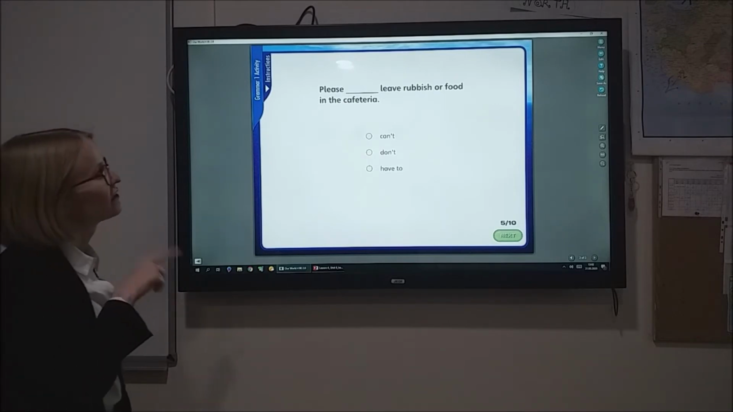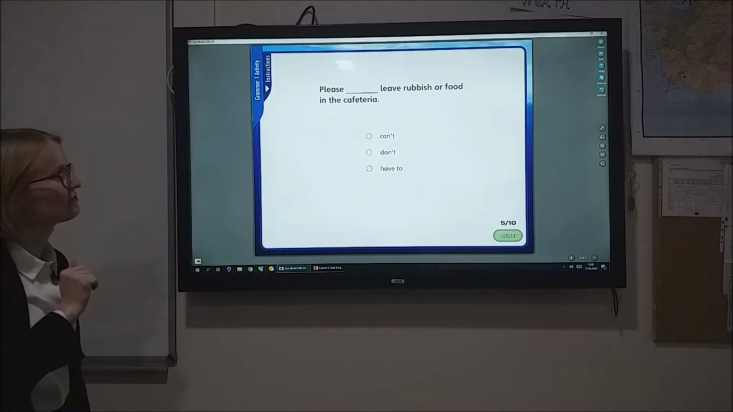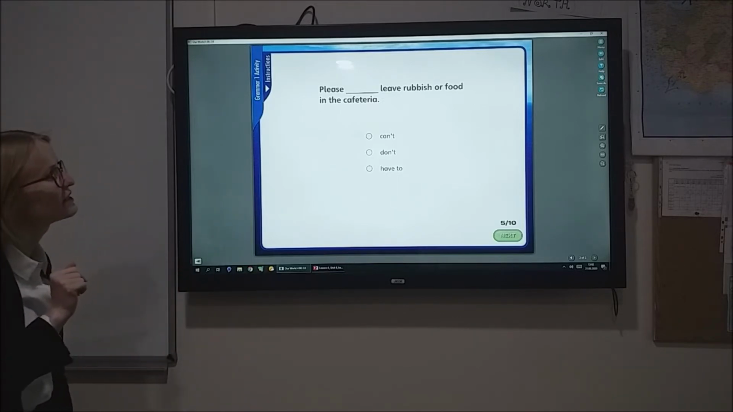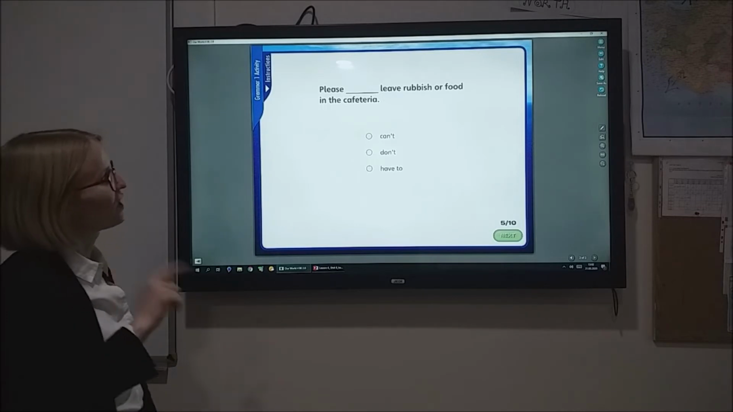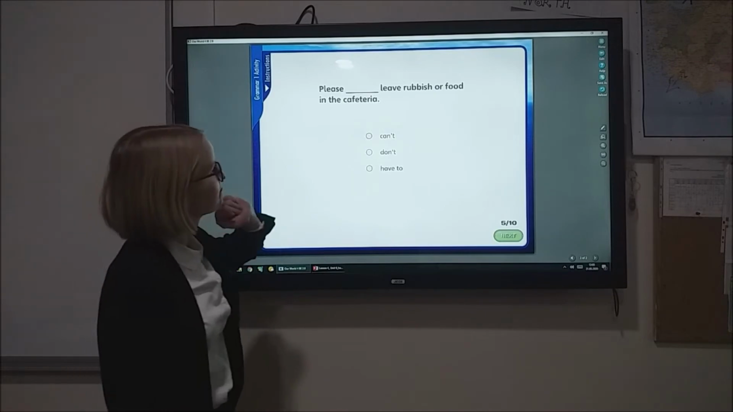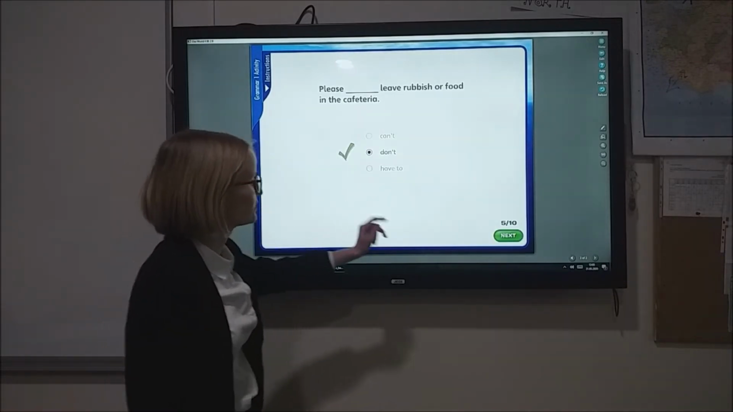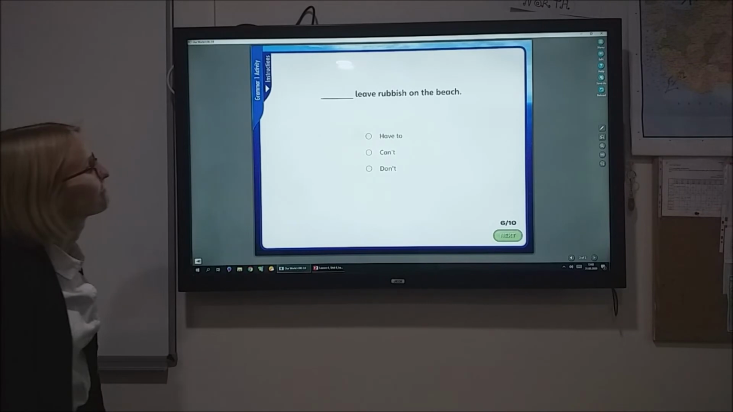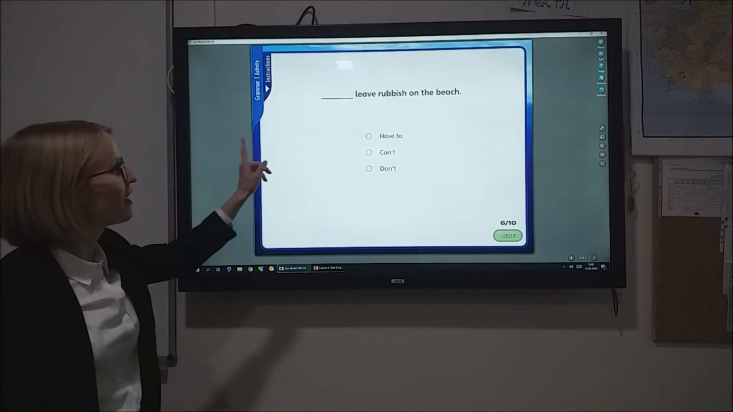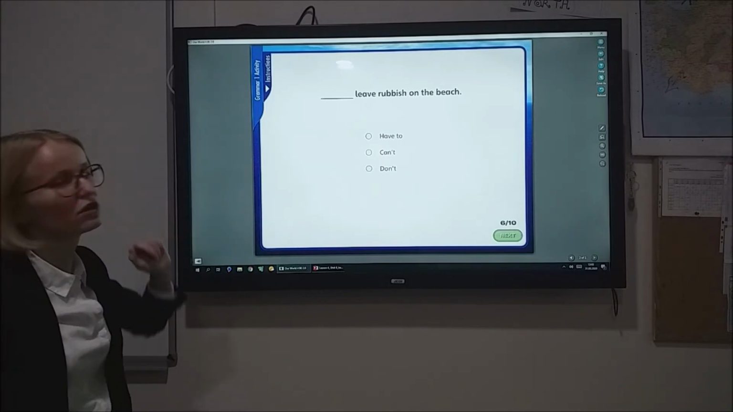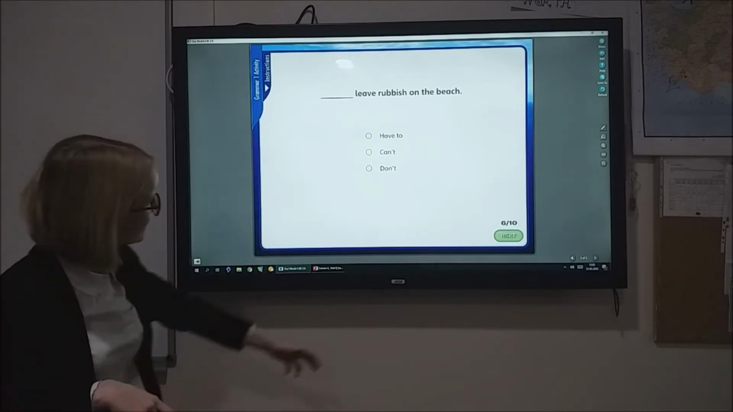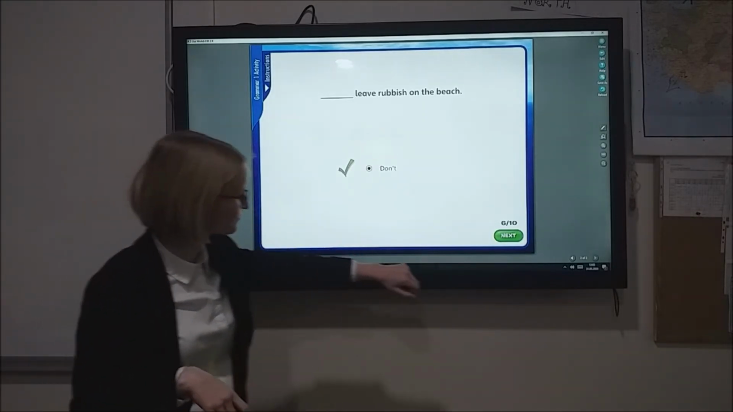Please, can't leave rubbish or food in the cafeteria. Please, don't leave rubbish or food. Please have to leave rubbish or food in the cafeteria? Your answer: please don't leave rubbish. Have to leave rubbish on the beach, can't leave rubbish on the beach, or don't leave rubbish on the beach. Your answer, yes, don't leave rubbish on the beach.